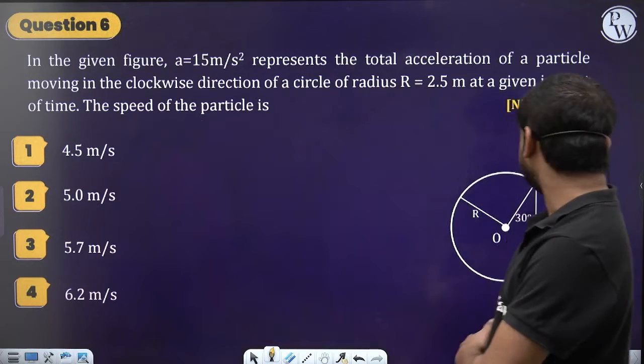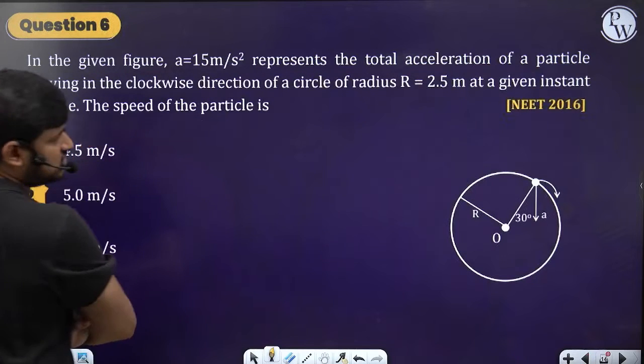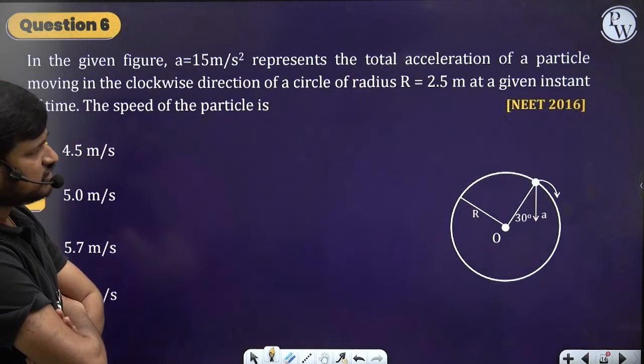So look at this question. Just look at the question which was asked in NEET 2016.